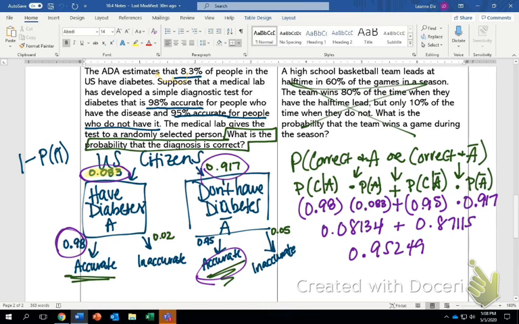So I'm going to go ahead and round it to 3, so this will end up canceling, or just going away because I'm rounding. And so it'll be approximately 95.2%. So the question was, what is the probability that a diagnosis is correct? Well, the probability of a diagnosis being correct is 95.2%. Okay, so this is our final answer.